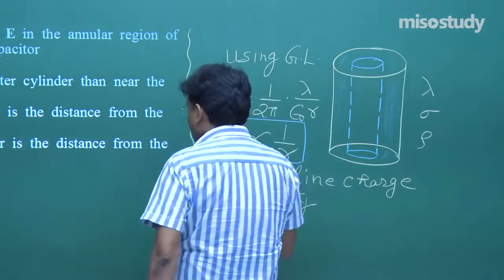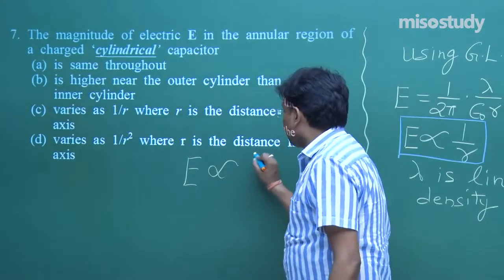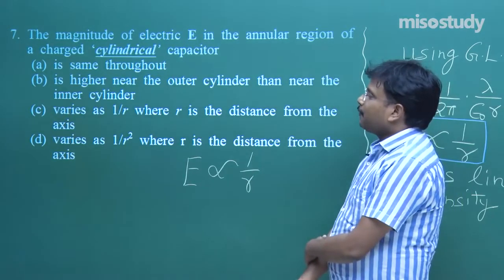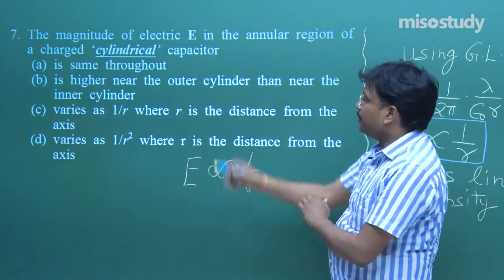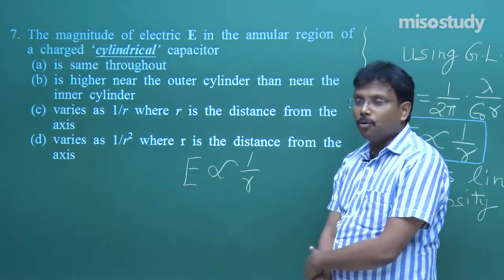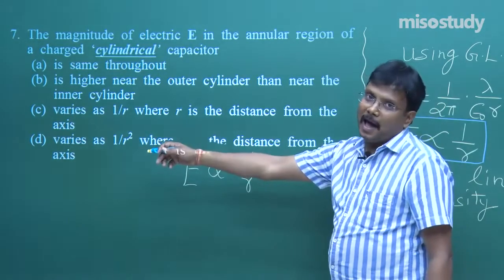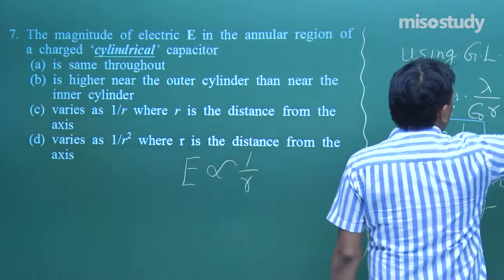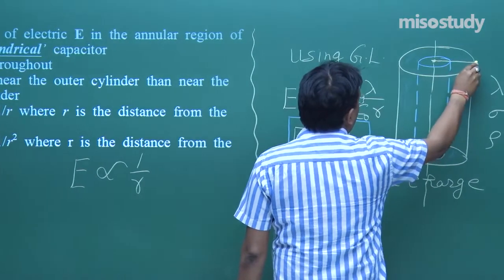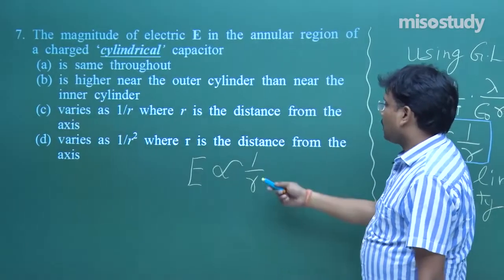So from here, what relation do we have? E is directly proportional to 1 upon r. So now let's start. Electric field is same throughout? No. B is higher near the outer cylinder than near the inner cylinder? No. Varies as 1 upon r, where r is the distance from the axis. So what I mentioned, this is your axis and this distance r is from the axis, maybe here, maybe here, anywhere. So C is the correct option.